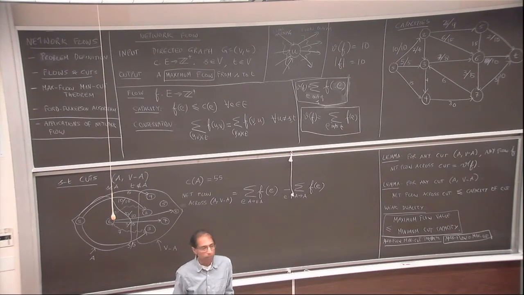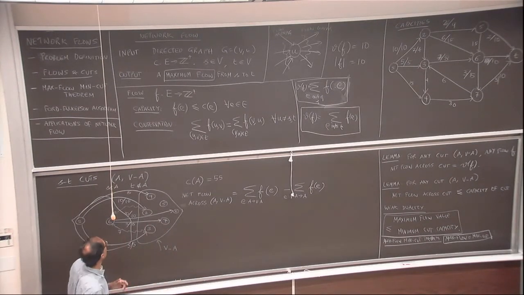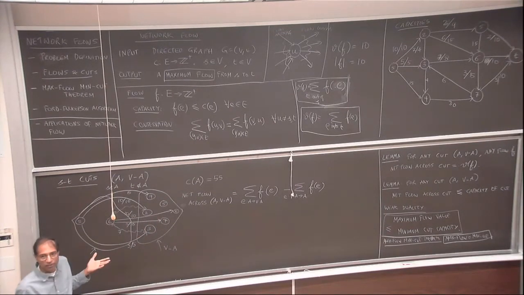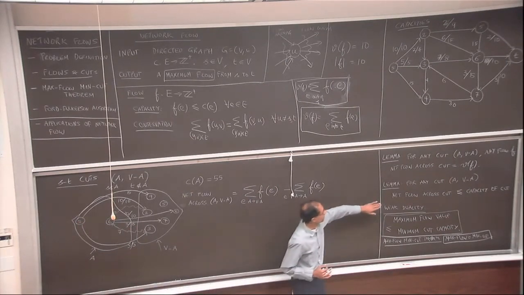Certainly there is capacity. If you wanted, you could define the capacity of the cut as taking into account edges going from here to here and edges going from here to here. You could define it. But the point is that if you look at the flow, okay, so let's try to prove this statement.